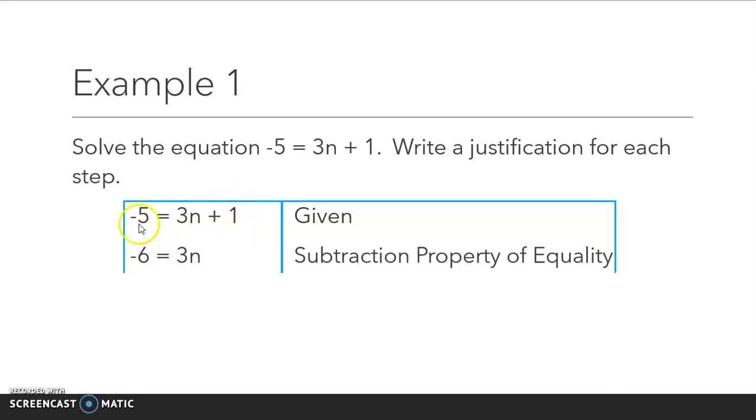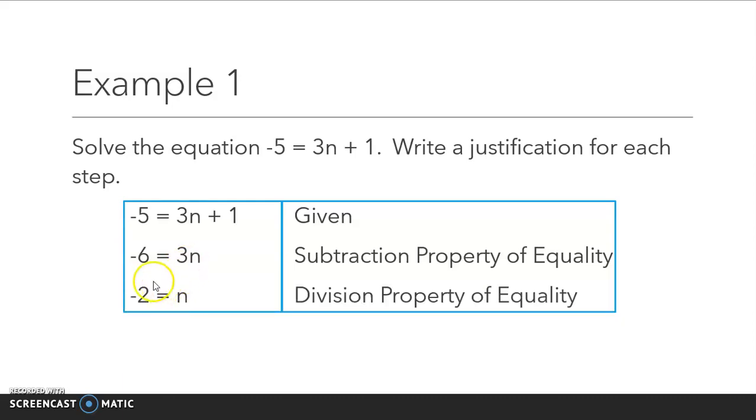Okay, notice I didn't show any work. -5 minus 1 is -6, and I'm left with 3n over here. Now finally, I need to divide by 3 on both sides of my equation. When I divided, again, I didn't show the division, but I got a final answer, and I wrote division property of equality. Now at this point, if you prefer to have it say n equals -2, you can use the symmetric property to do that. That's an optional step in this one.